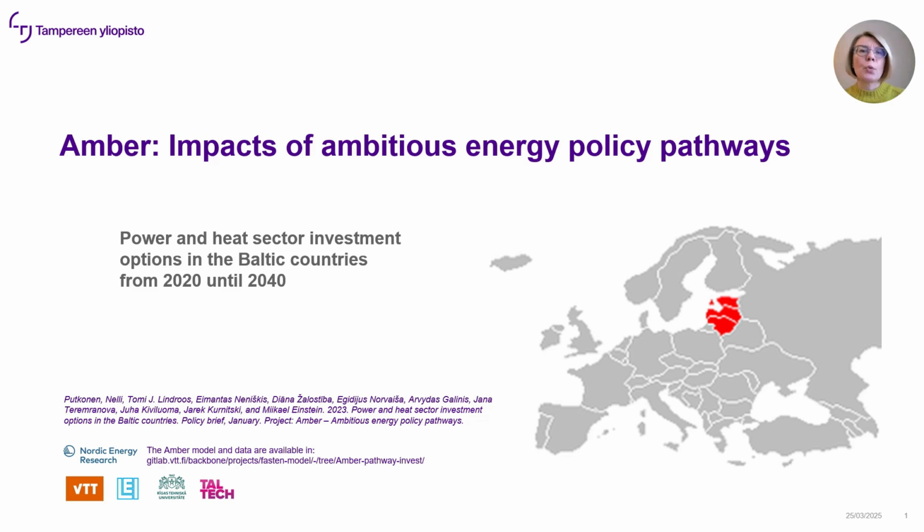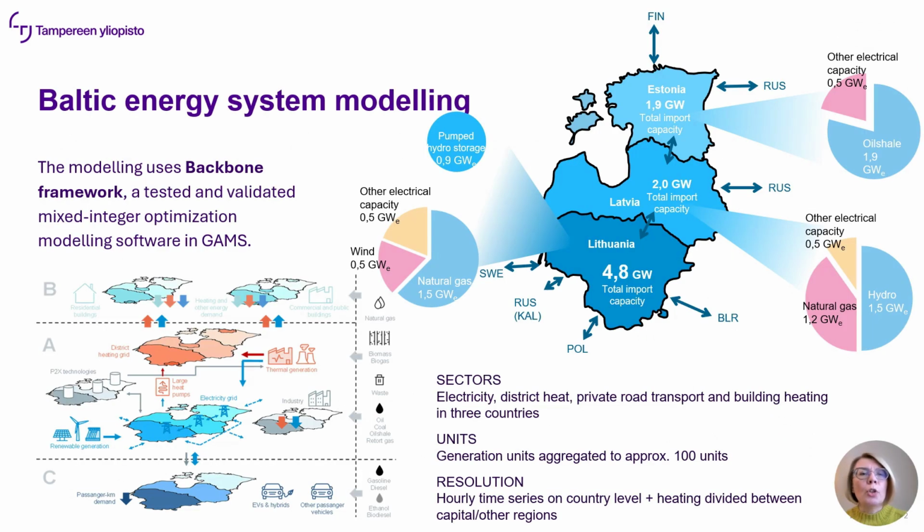During the previous lectures, we provided a detailed overview of the Baltic energy system and various modeling options. Today, I will discuss the Baltic energy system modeling conducted within the AMBER project and present the main results. The goal of the project was to explore ambitious energy policy pathways to ensure a secure, flexible, and robust Baltic energy system. To model the Baltic energy system, we use the Backbone framework, which is a mixed integer optimization modeling software in GAMS. It is similar to SpineOpt, which you use for practical exercises.